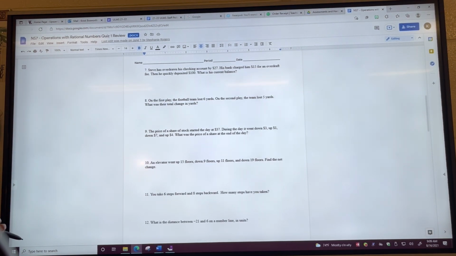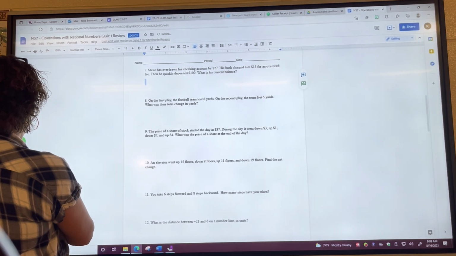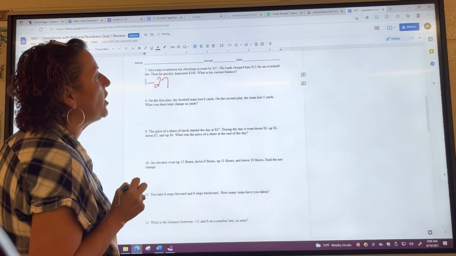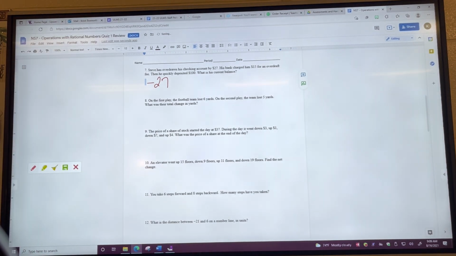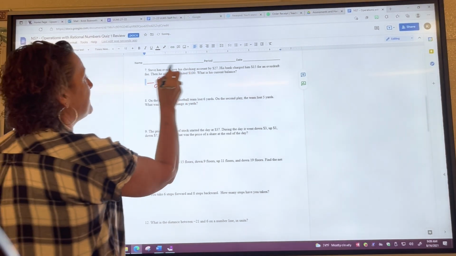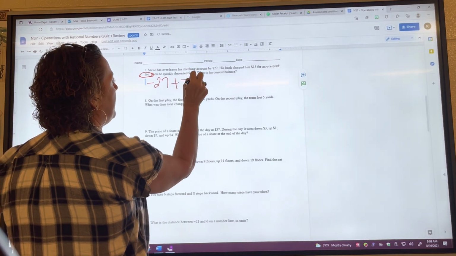All right, number 7. Stephen has overdrawn his checking account by $27. If it's overdrawn, what is that, positive or negative? That's a negative, negative 27. His bank charged him $15 for an overdraft fee. So is that a positive or a negative? That's another negative because it's a fee coming out of my checking account, a negative 15.